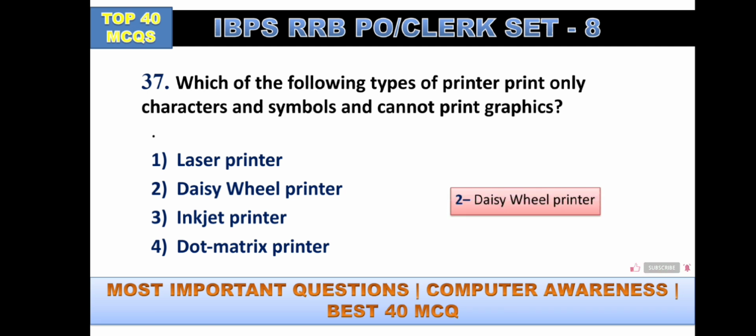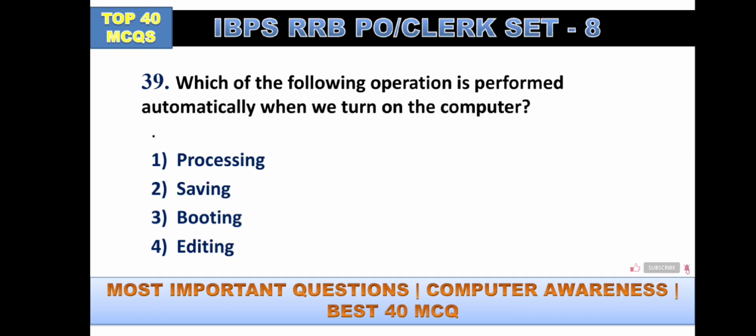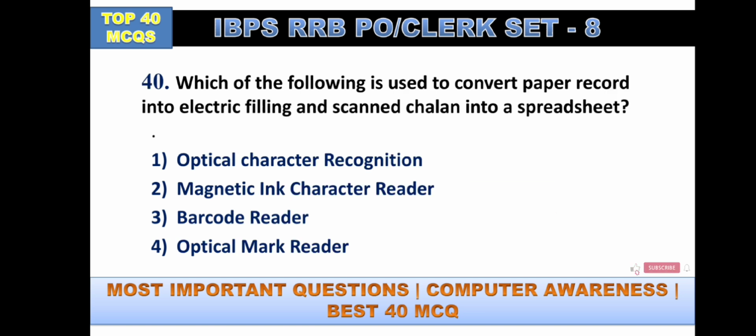Okay. 38. Which of the following types of memory can be erased with the help of ultraviolet rays? So this is called EPROM. Okay, EPROM, erasable programmable read-only memory. Okay, which of the following operations is performed automatically when you turn on the computer? So this process is called booting. Okay, booting. 40. Which of the following is used to convert paper records into electronic filing and scan them into a spreadsheet? So for this we use optical character recognition, OCR.